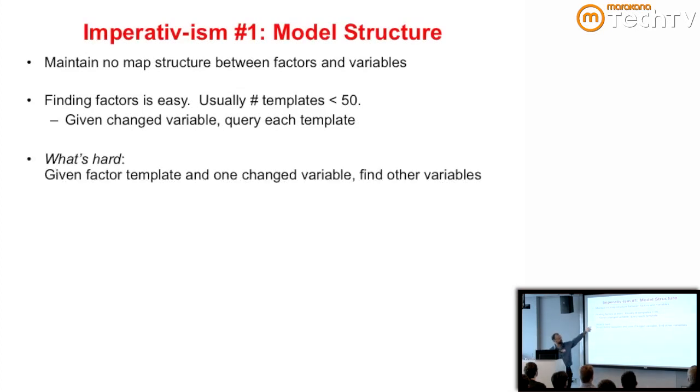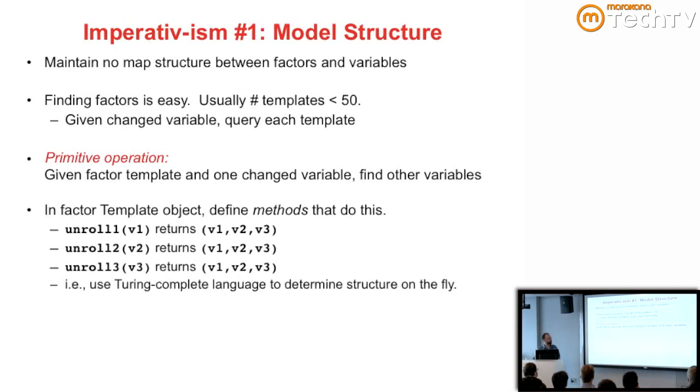The hard part is, given a factor template and one changed variable, how to find the other variables. And in my experience, when you've got something hard, that's a good place to just declare this to be a primitive operation and then let it be solved in various different ways. So this is what we're going to do. Within a template, you define these methods called unroll, which, given a single changed variable, are responsible for somehow going out to find the other needed variables that are the neighbors of this factor and returning them.